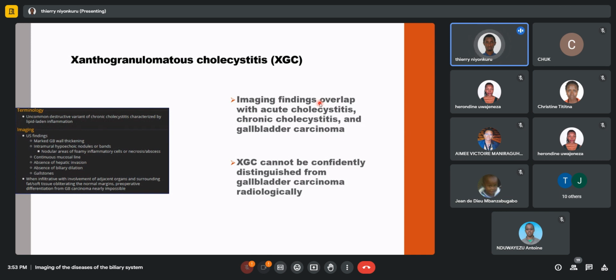So on imaging, we see this marked gallbladder wall thickening. We see intramural hypoechoic nodules or bands, and we see a continuous mucosal line, and an absence of hepatic invasion and biliary dilatation, and you may see gallstone. And when it is infiltrative, you see involvement of adjacent surrounding fat or soft tissue, which will be obliterated. So preoperative differentiation from gallbladder carcinoma is usually impossible.